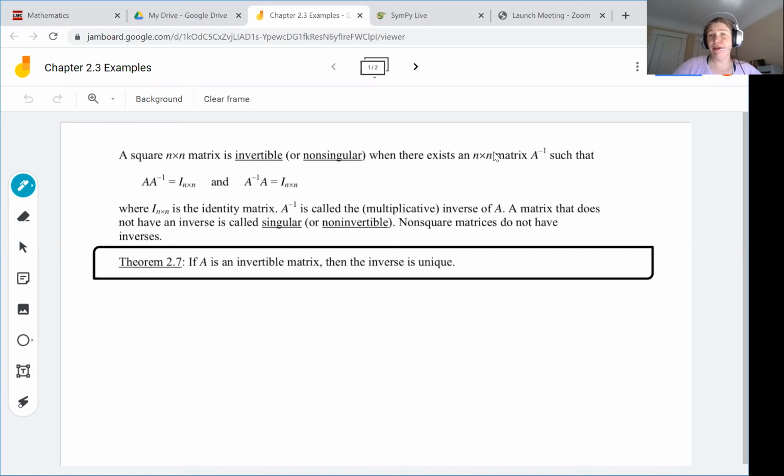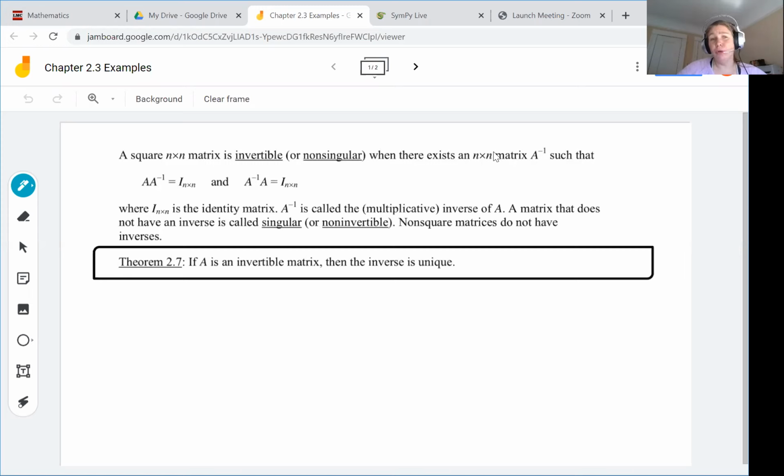In this video, we take a look at chapter 2.3, the inverse of a matrix. Our objectives for this chapter are to find the inverse of a matrix, if it exists, using Gauss-Jordan elimination, and then we'll also see how to use Sympy to calculate the inverse for us. We're going to use properties of inverse matrices, and then we're going to use an inverse matrix to solve a system of linear equations.